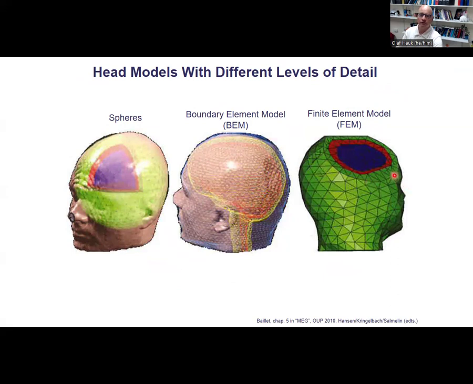But you can, of course, say, well, conductivity changes probably even voxel by voxel in the brain, and definitely for different types of brain tissue. So you can actually model or segment the brain into lots of different voxels and have different conductivities and even non-isotropic conductivities in different compartments. So this would be a finite element model.